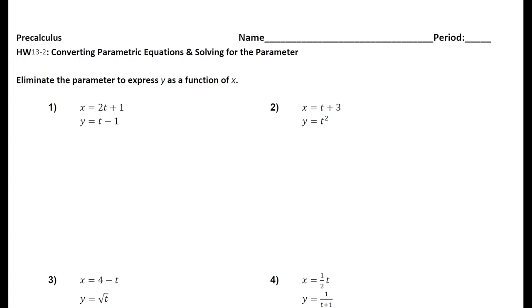Hey y'all, welcome back. Tonight's homework is all about learning how to convert equations using a technique called eliminating the parameter. So number one, we're trying to express y as a function of x.